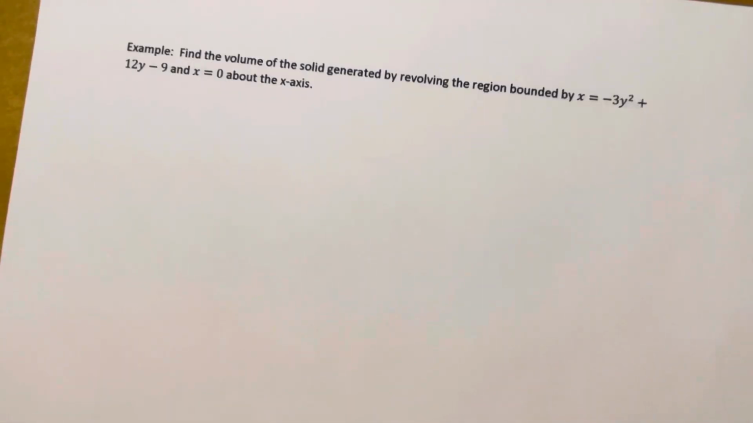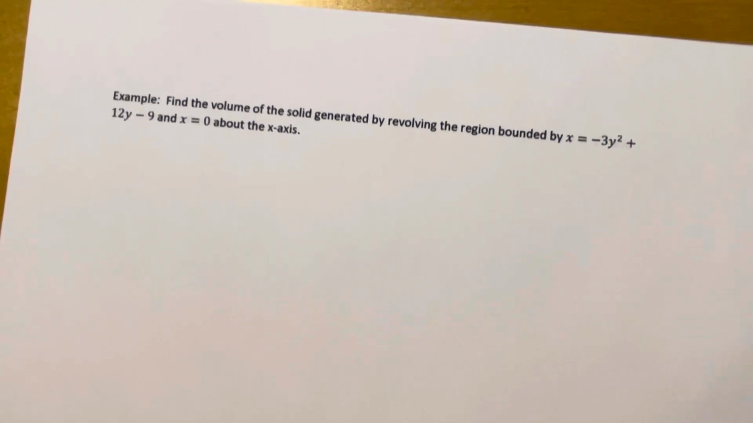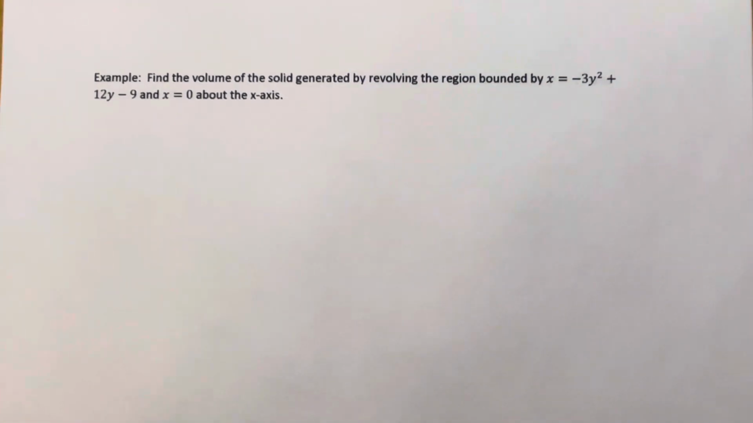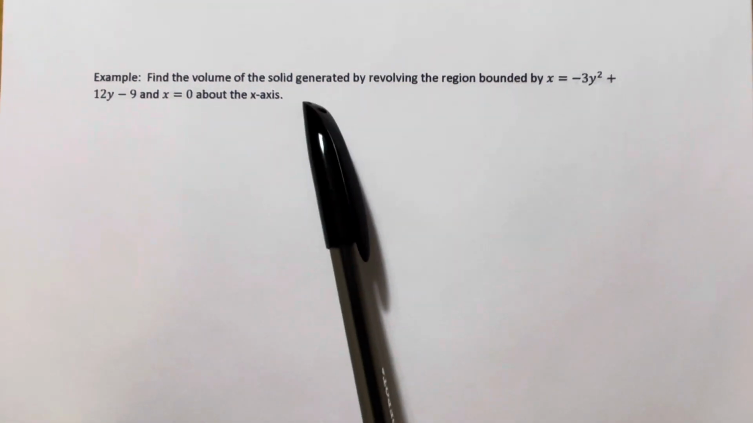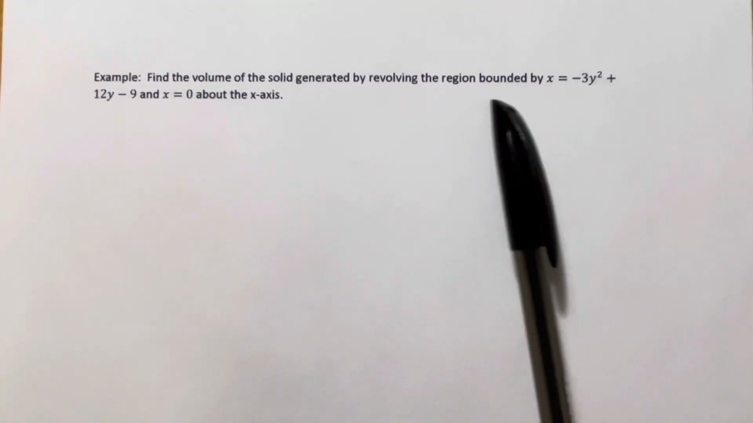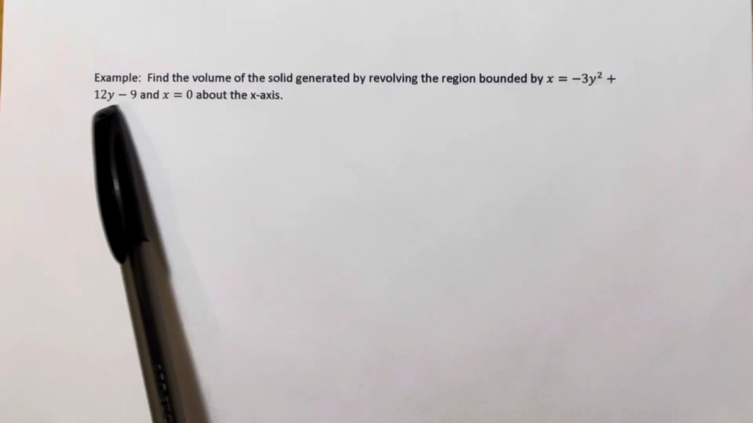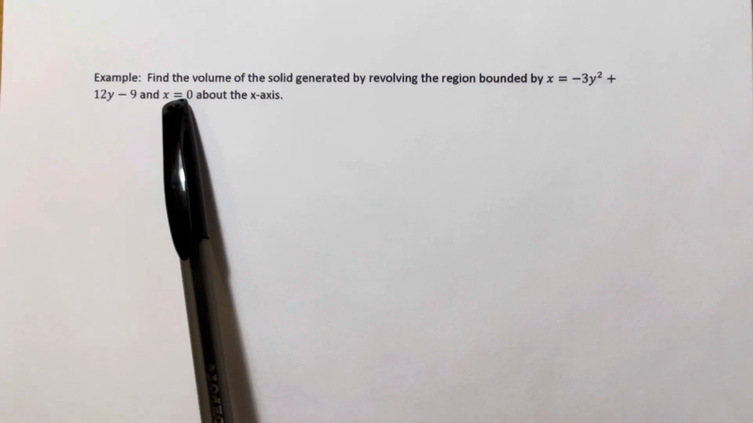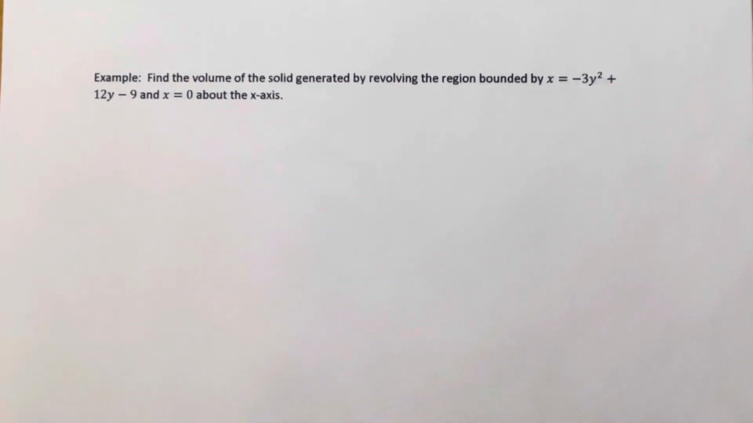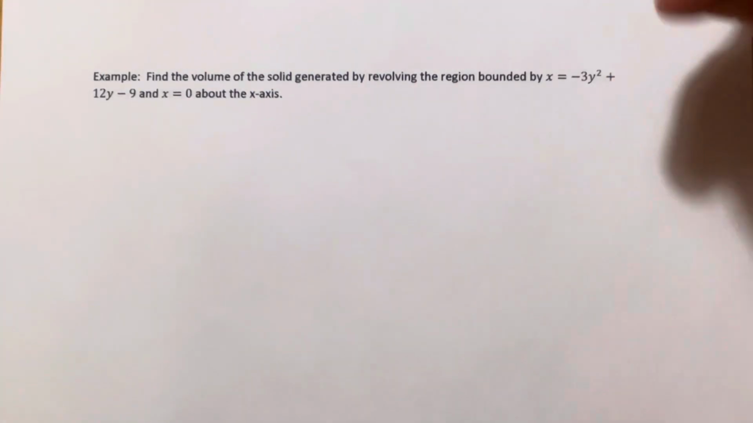All right. So that is probably the simplest example we're going to do in this section. We're going to gradually make these a little bit more difficult as we go. Let's do another one. I want to find the volume of the solid generated by revolving the region bounded by x equals negative 3y squared plus 12y minus 9 and x equals 0 about the x-axis. So we're rotating about a different axis this time. Let's take a look at what the graph of this function would look like.